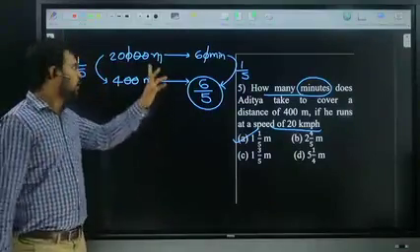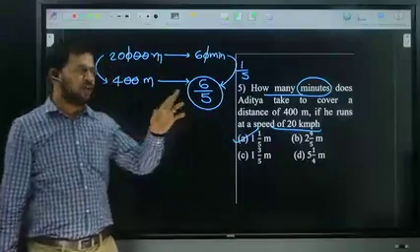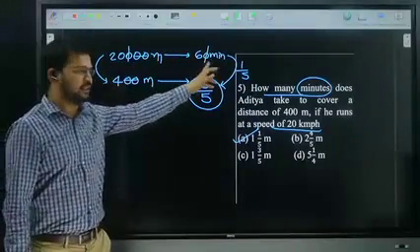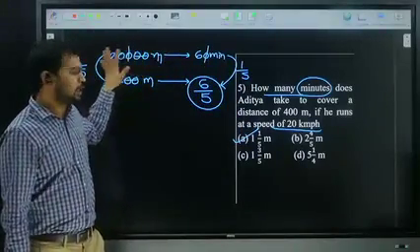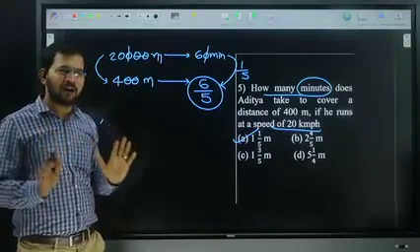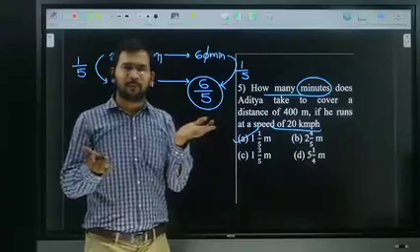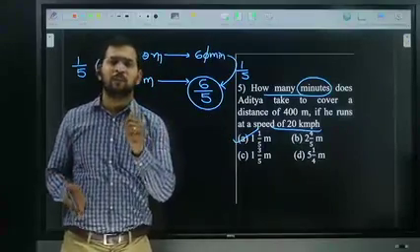Look at me. 20 kilometers per hour is nothing but 20,000 meters in 60 minutes. If he travels 20,000 meters in 60 minutes, then I need 400 meters in how many minutes?